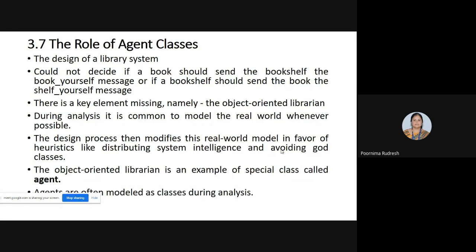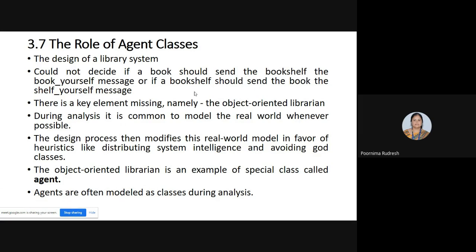I'll start with the role of agent classes. Before that, we discussed the proliferation of classes problem, and afterwards you studied heuristics 3.7, 3.8, and 3.9. Today we will see the role of agent classes. In the last class, I briefly explained the role of agent classes by taking the example of a library system, right? So today we'll continue with the same topic.